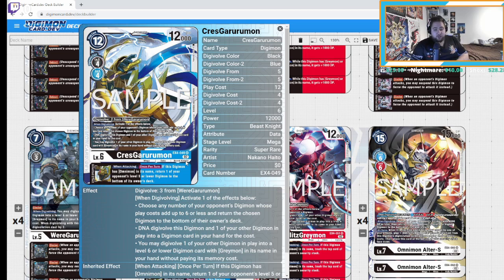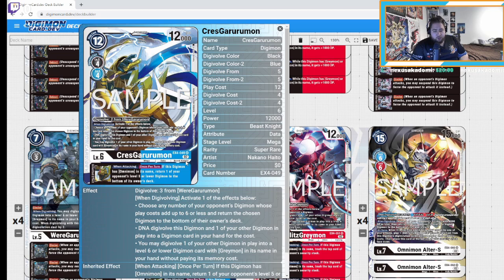And DNA Digivolve this Digimon and one of your other Digimon in play into a card in your hand, paying the cost. So in the end, you can DNA Digivolve if you have both level 6 on, and then you can go into your Omnimon. You may Digivolve one of your Digimon in play into level 6 in your hand. Yeah, that's right. There's both effects. You may evolve one of your opponent's Digimon level 6 with Greymon in its name without paying its memory cost, which is pretty nice as well.